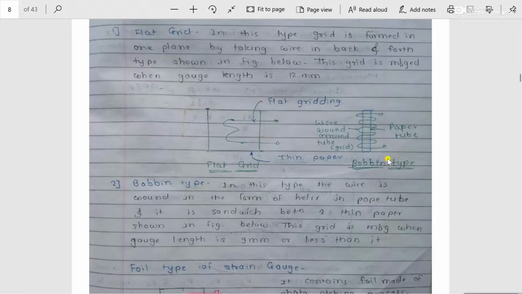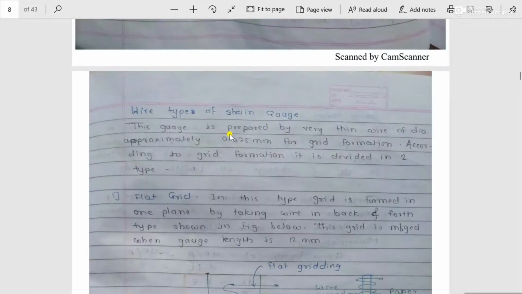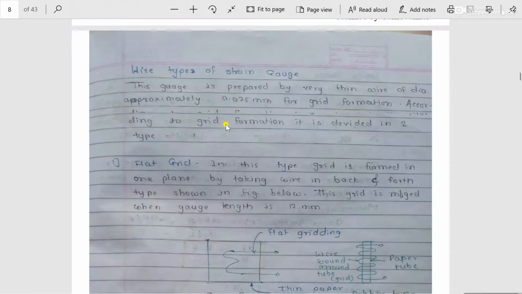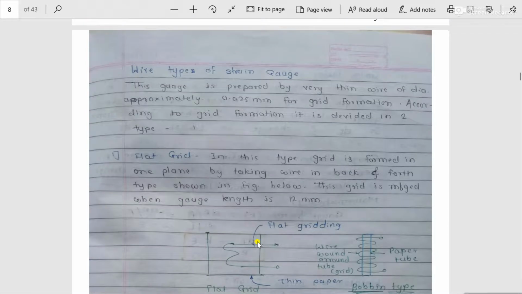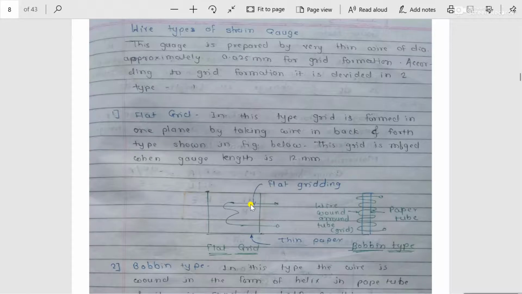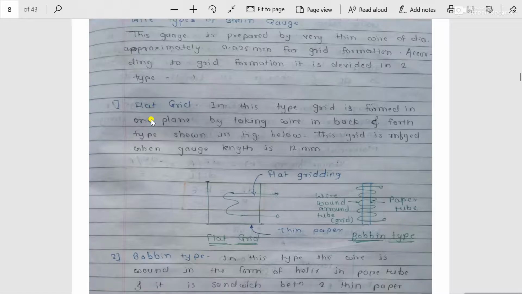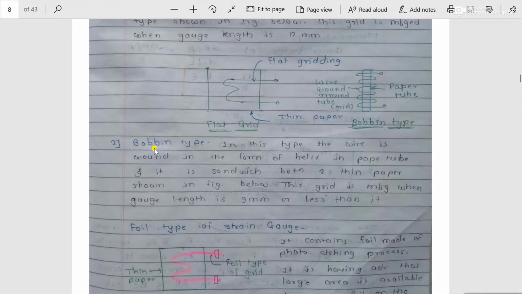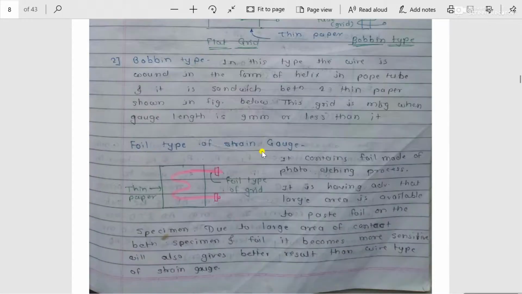If less space is available to paste the strain gauge on the specimen, at that time we can use the bobbin type of grid. So these are the two types of wire type strain gauges, in which both grids are formed with the help of wire. That means in the flat grid also wire is used, and in the bobbin type of grid also wire is used. Therefore these are the two types of wire type strain gauges, the flat grid and the bobbin type of grid. And the second type is the foil type of strain gauges.